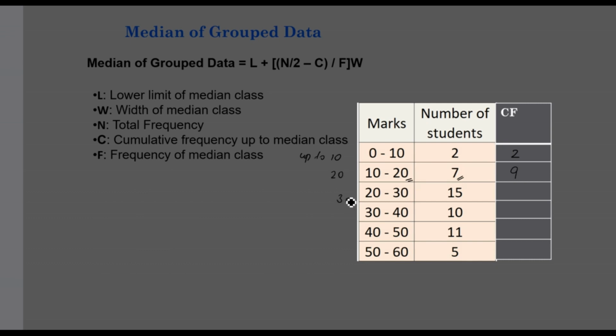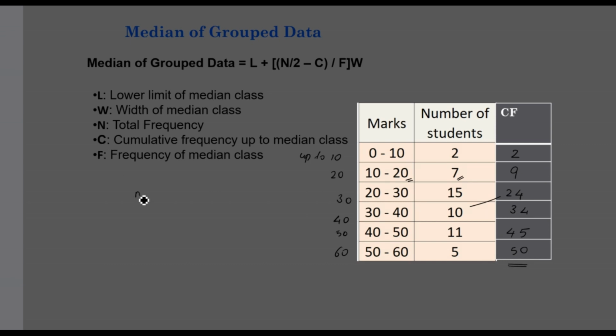And this is up to 30. How many students are there? That is 15 plus 7 plus 2, which is 9 plus 15, 24. Up to 40, we add like this: 24 plus 10, that is 34. Up to 50, how many students scored? 34 plus 11, 45. Then up to 60, 45 plus 5, 50. So the total number of students here is 50. This is the way we find cumulative frequency.